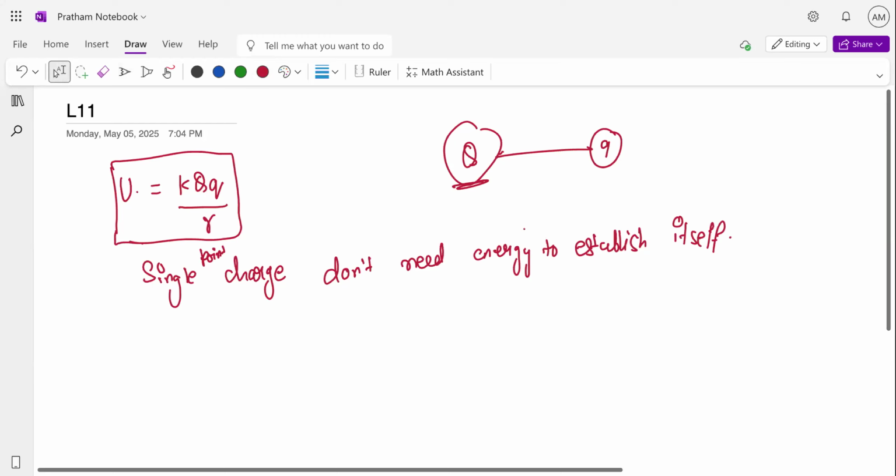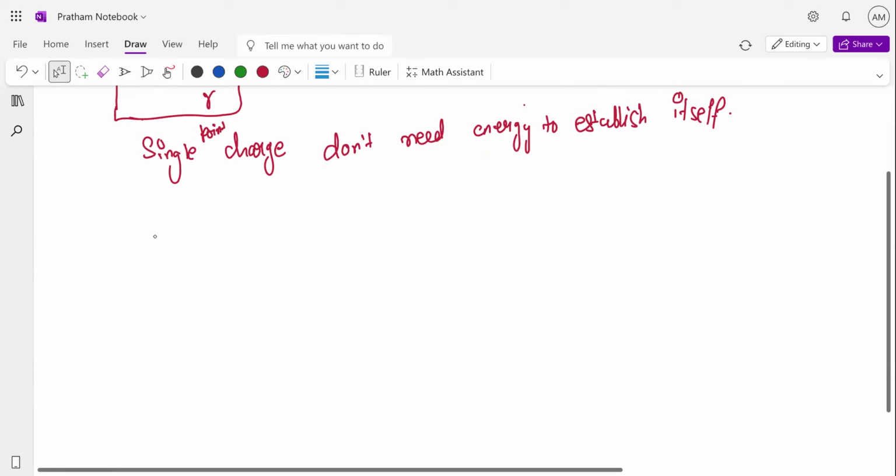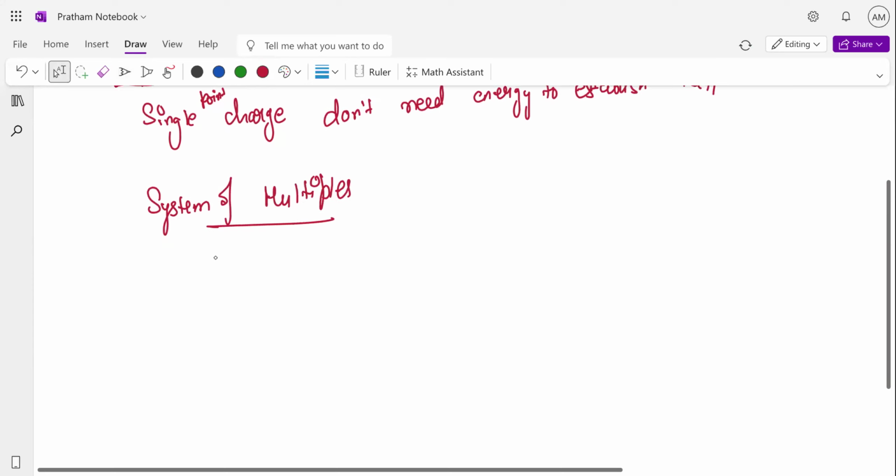Now look at the way I had this charge. I had Q1, I took some test charge Q, and I needed this much energy. What will happen if I take many charges? A system of multiple charges. Then what is going to happen? Look, if I have Q1 and I'm taking some charge Q from infinity to this point at some distance R1, how much energy did I need? K Q1 Q divided by R1.